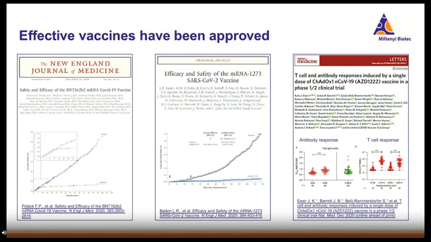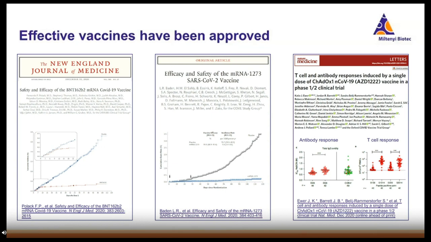And here on the right, I've selected an important publication from the so-called Oxford COVID vaccine trial group that analyzed immune responses in people that received the vaccine from AstraZeneca. And as you can see, vaccination actually induced both a very strong antibody response as well as a strong T-cell response.